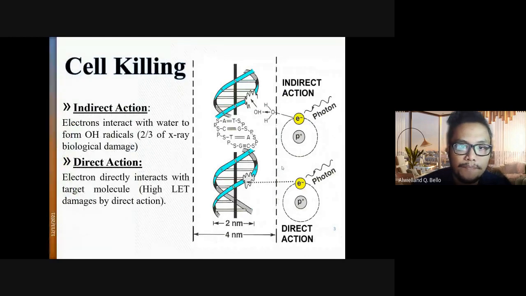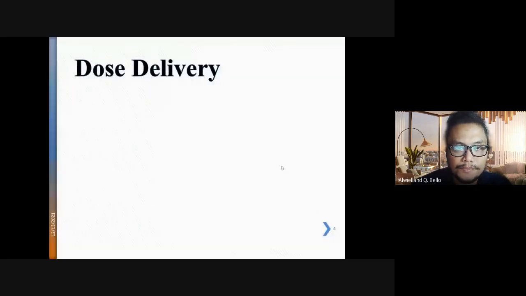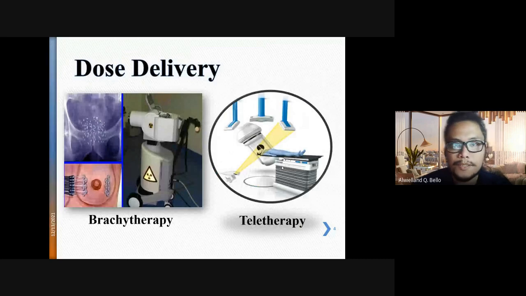In cell killing, we have indirect action, which involves electrons interacting with water to form OH radicals, which is two-thirds of the X-ray biological damage, and the direct action, wherein electrons are directly interacting with target molecules, with high LET damages by direct action. So, to deliver that dose of radiotherapy, recently we have the brachytherapy machine and the teletherapy.